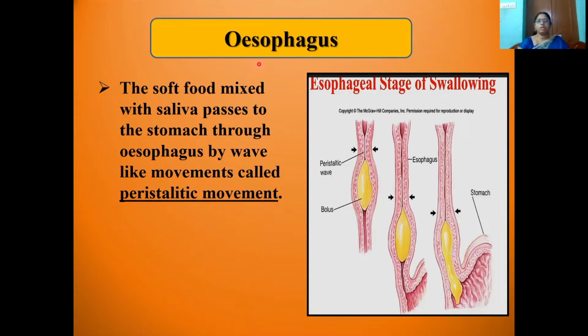The next part is the esophagus. Children, we can see this picture. This is the esophagus. This is the stomach. The soft food mixed with saliva is called bolus. The food is passed to the stomach through the esophagus by peristaltic movement. This is peristaltic movement. The food mixed with saliva passes to the stomach through the esophagus by wave-like movements called peristaltic movement.